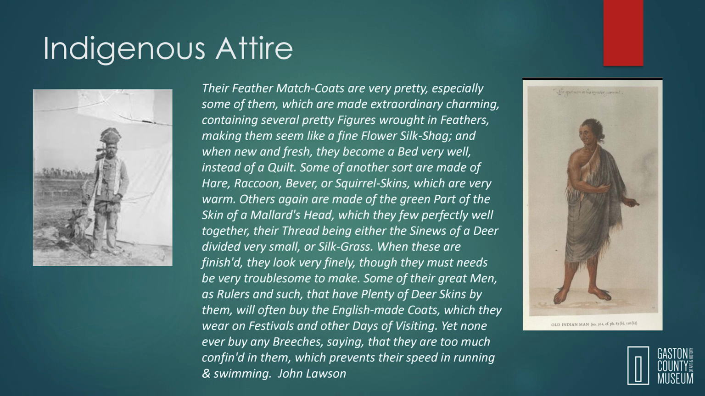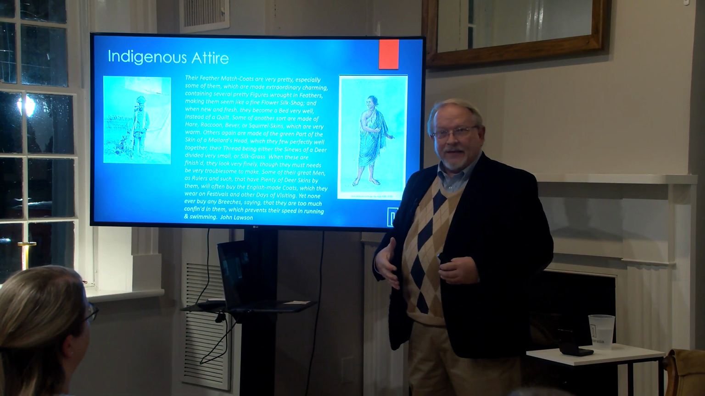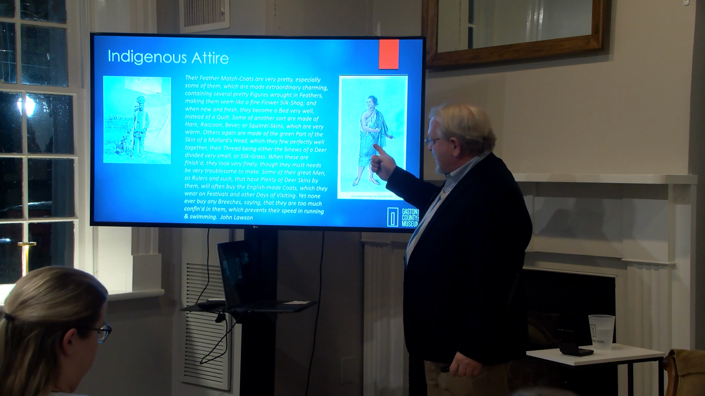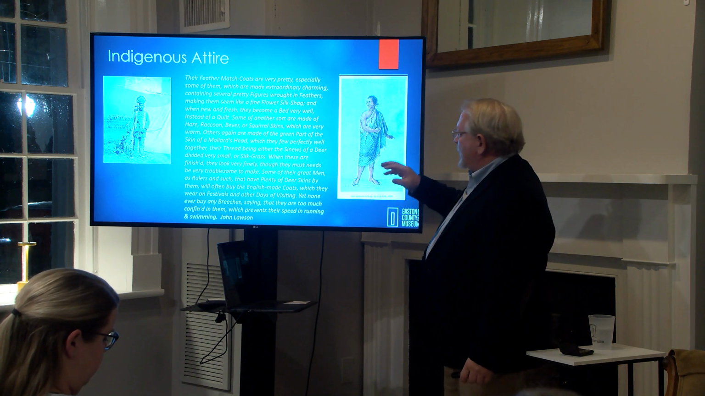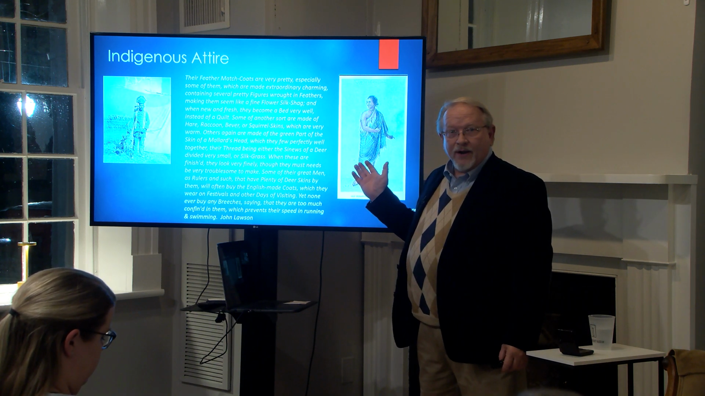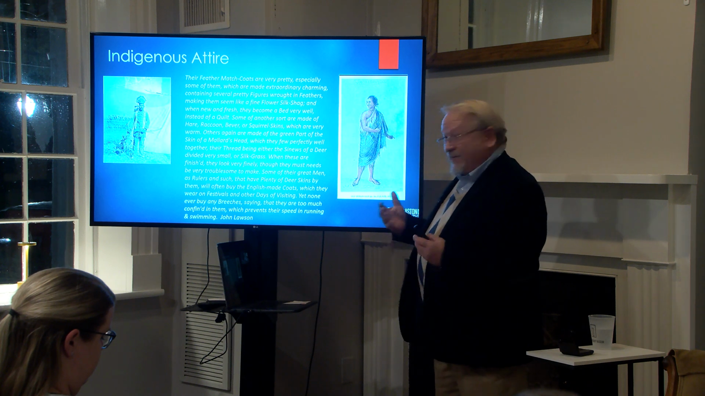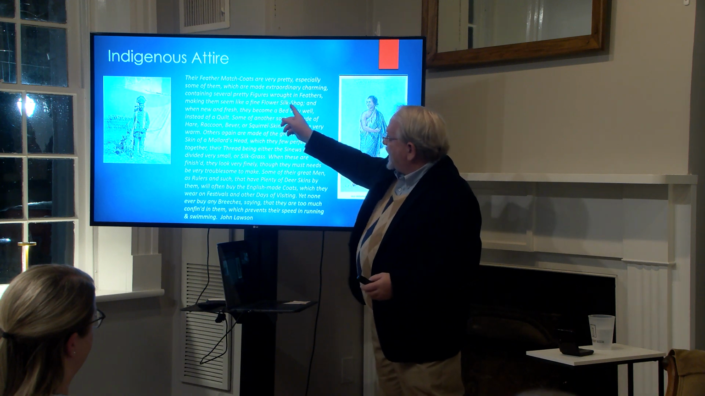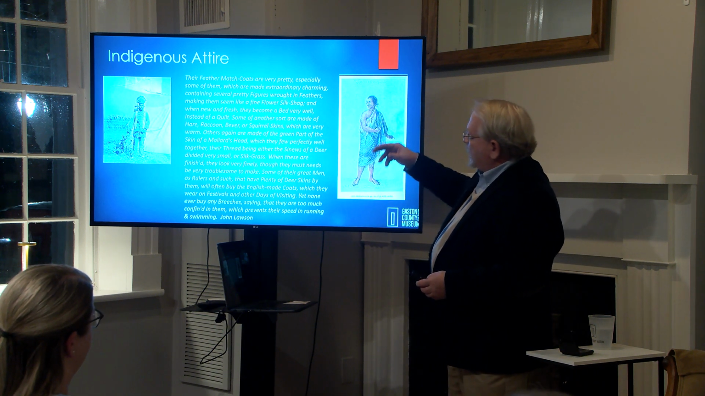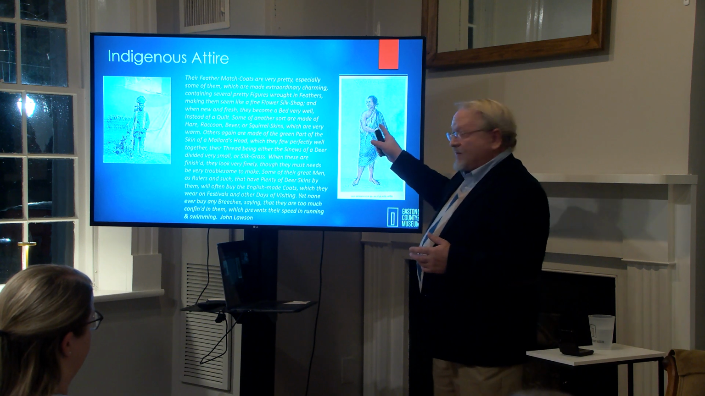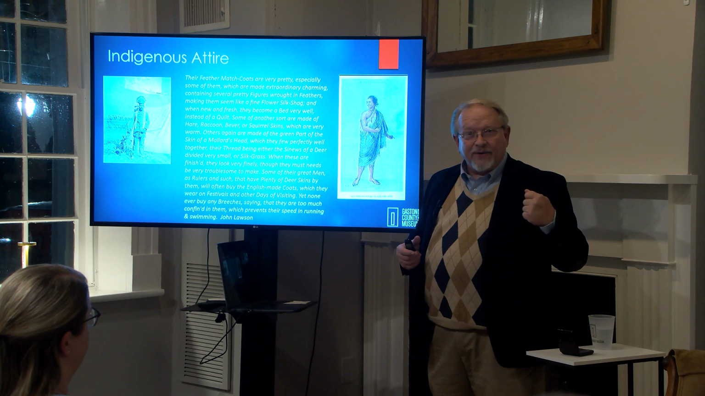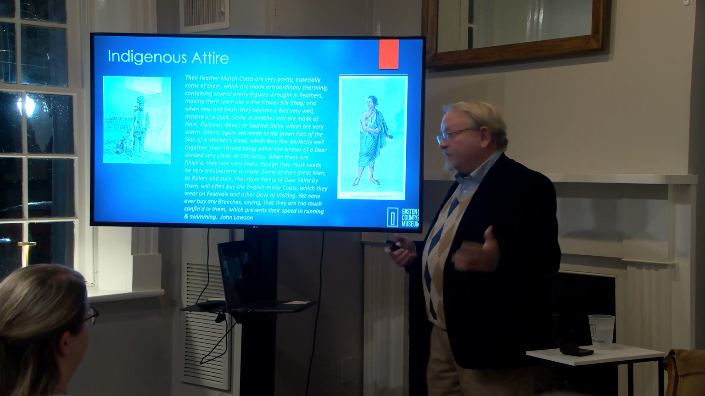And he said of the Catawbas, unlike the Plains Indians, who were mainly in deerskin and those types of things, the main type of dress was very colorful for our Catawba. They had feather match coats. In fact, it was like fine flower silk shag. They were new and fresh. They became bed very well. In fact, what they were wearing, they would then pull over them to sleep on and sleep under. So their bed they wore.